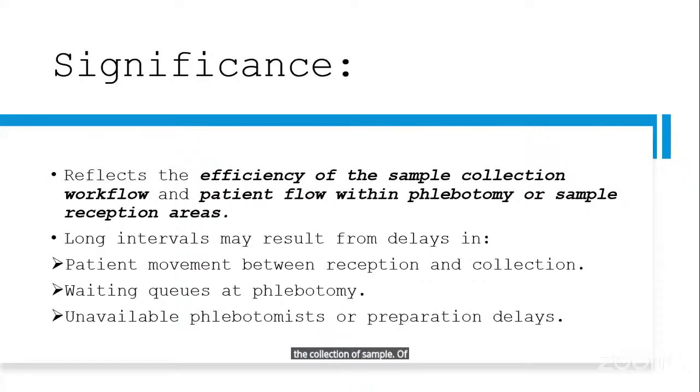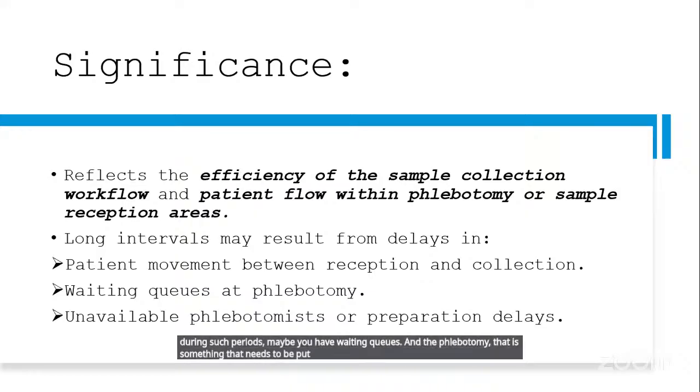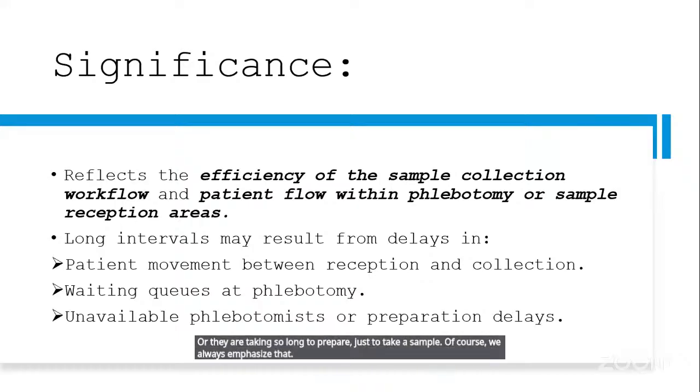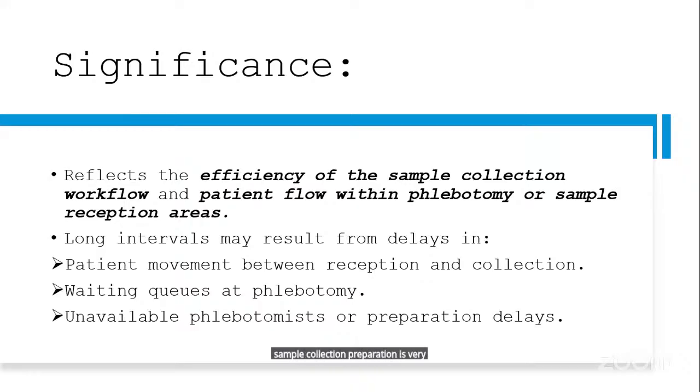Of course, during surge periods, maybe you have waiting queues at the phlebotomy. That is something that needs to be put in consideration, and you look at it. Of course, sometimes it's personnel related. The phlebotomist is not available, or they are taking so long to prepare just to take a sample. Of course, we always emphasize that sample collection preparation is very key, but do not also overstay on collection until you lose the focus as to why you are actually doing those processes as such. Okay.